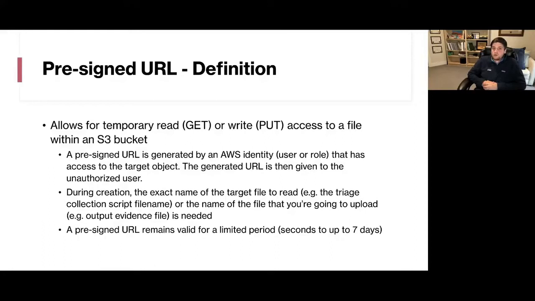In this case, I would give that pre-signed URL to our target EC2 instance. And it's basically going to authenticate to AWS using this pre-signed URL. Now, as I mentioned, when you create the pre-signed URL, we'll see this as an example code in a second.